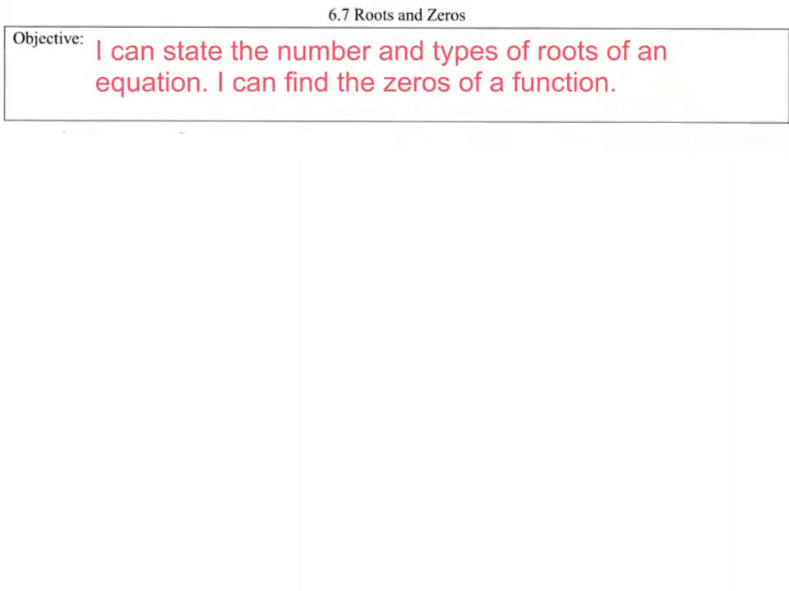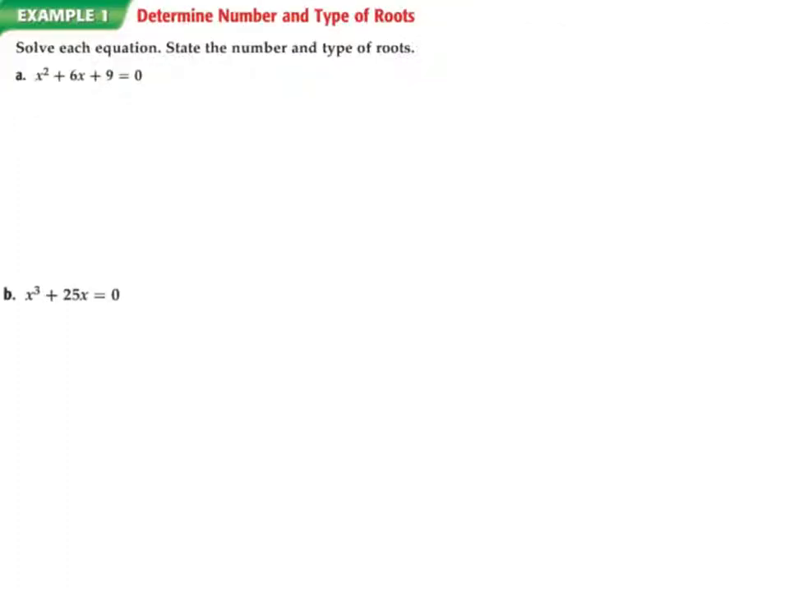This is section 6.7, Roots and Zeros. Our objective today is I can state the number and types of roots of an equation, and I can find the zeros of a function. In example 1, we're going to solve each equation and state the number and types of roots.